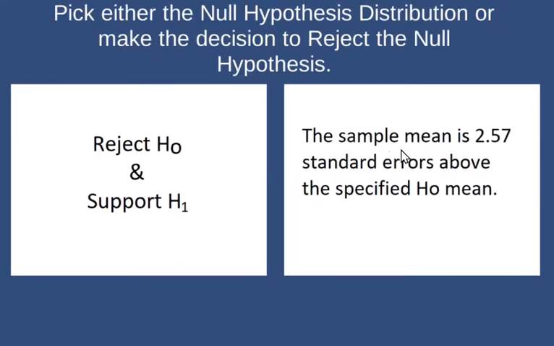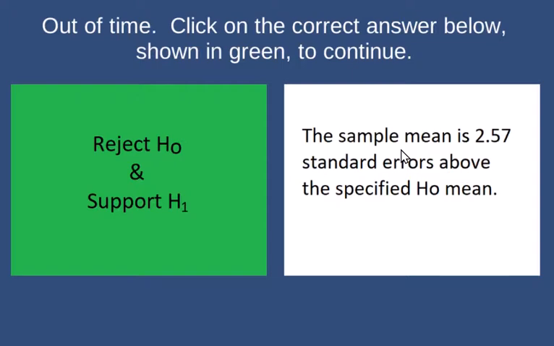Here we're told the sample mean is 2.57 standard errors above the specified null mean. The definition of a z-test is the number of standard errors the sample mean is away from the null specified mean. So this is basically telling us the z-test is 2.57. And again, if the z-test is a big value, if it's bigger than 1.96, then we reject the null.